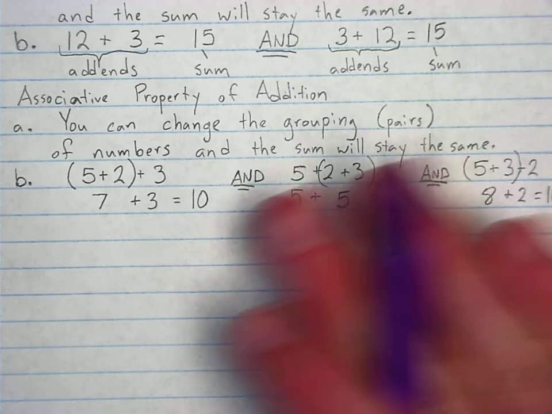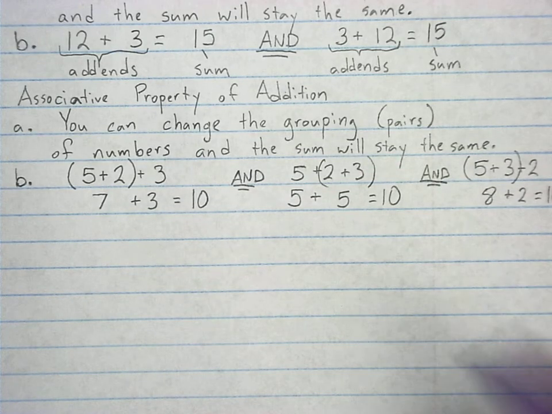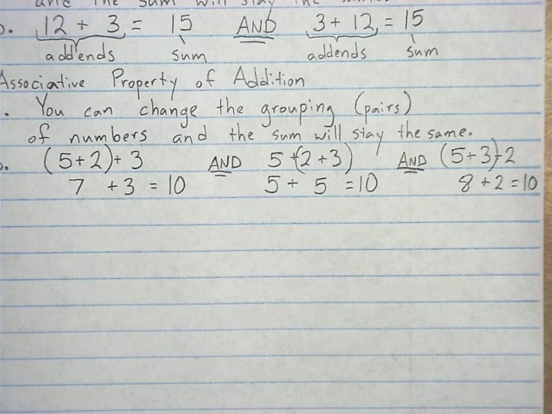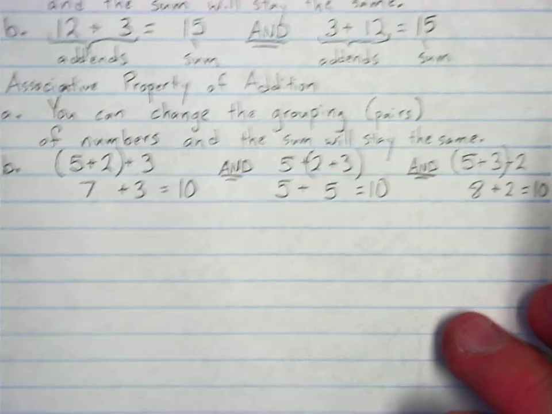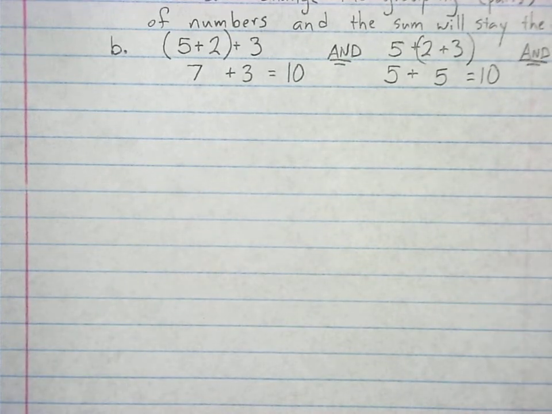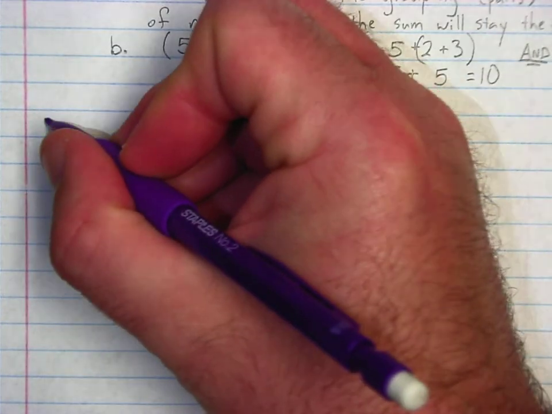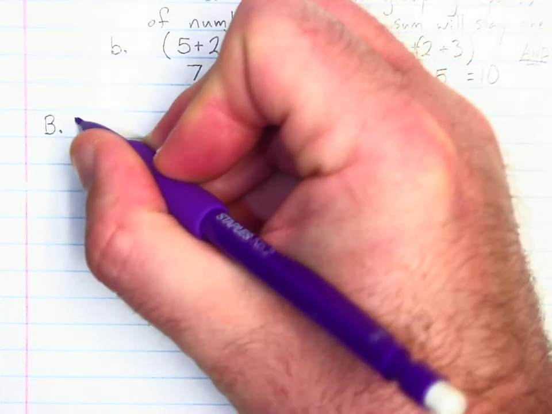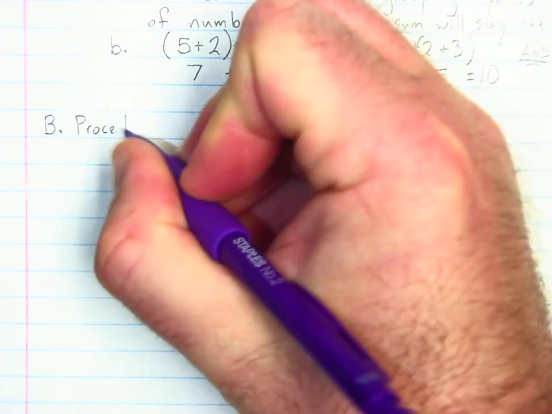Okay. All of those are the same. All I did was move things around or pair them up differently. And this is going to be very important because we are going to use these two properties today as we move forward with our procedure. So we're going to go back to B, procedure.